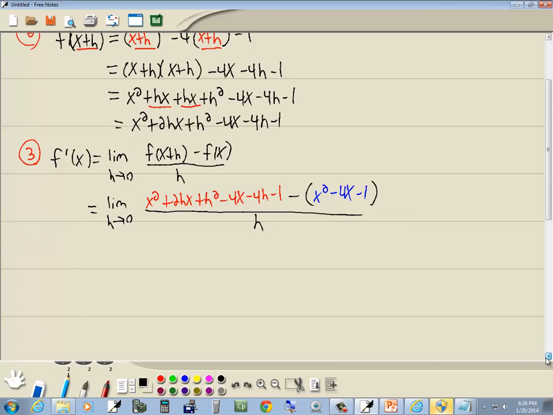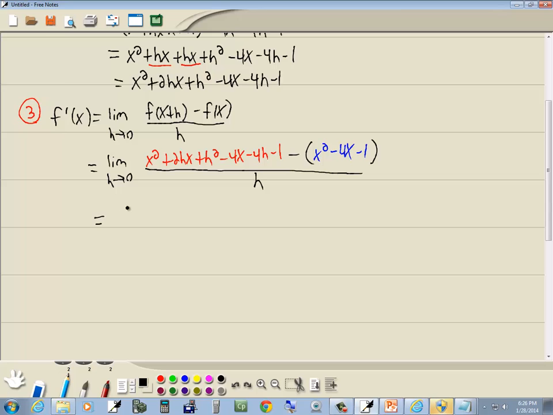Now our goal was to get rid of that h down in the denominator, so keep that in mind. First thing I notice is I got a negative in front of parentheses. That's going to flip the sign of everything inside. So flip the sign of the x squared, the negative 4x, and the negative 1. So we're going to have x squared plus 2hx plus h squared minus 4x minus 4h minus 1, negative x squared plus 4x plus 1 all over h.